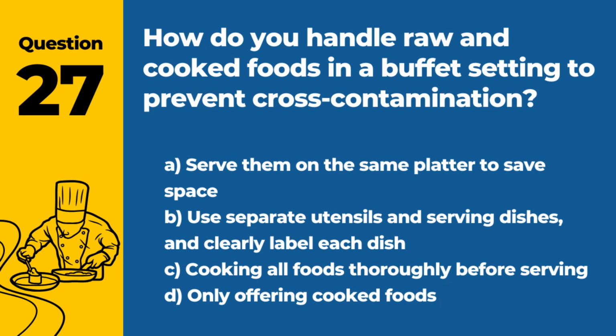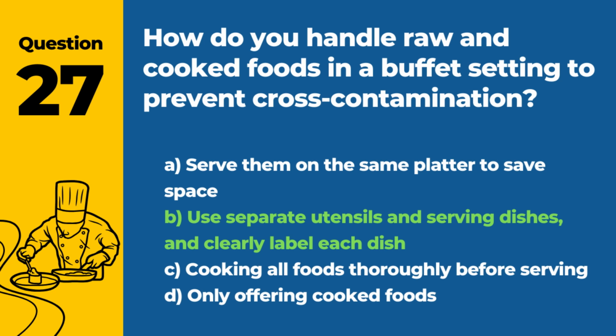Question 27. How do you handle raw and cooked foods in a buffet setting to prevent cross-contamination? A. Serve them on the same platter to save space. B. Use separate utensils and serving dishes and clearly label each dish. C. Cooking all foods thoroughly before serving. D. Only offering cooked foods.